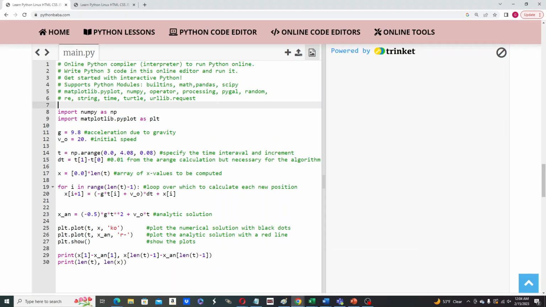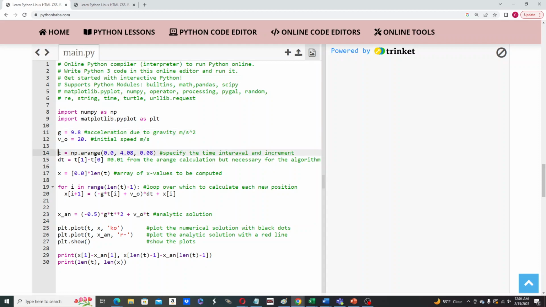And once again, we're using Python. And here I've imported NumPy as NP, and I've imported matplotlib.pyplot as PLT. So these are the numerical and plotting packages that we'll use. And here I'm defining the variable g to be 9.8, the acceleration due to gravity. My initial speed v naught is 20, and if I want to be very specific, this is in meters per second, and gravity is in meters per second squared.